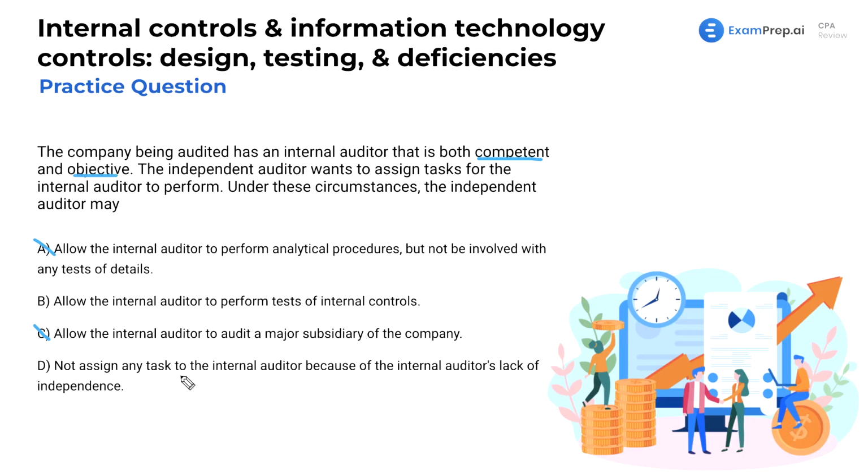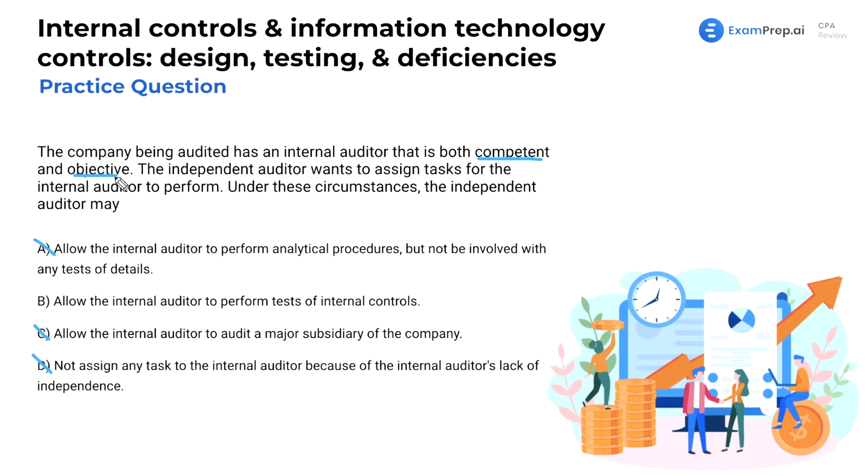Lastly, not assign any tasks to the internal auditor because of the internal auditor's lack of independence. This is not a concern because the internal auditor is never going to be fully independent. They work for the client, and the client signs their paychecks, so they're never going to be fully independent, and that's why they can help you out. You obviously have to review their work, among other things, but that's something we're never going to consider because we know that they will never be fully independent.